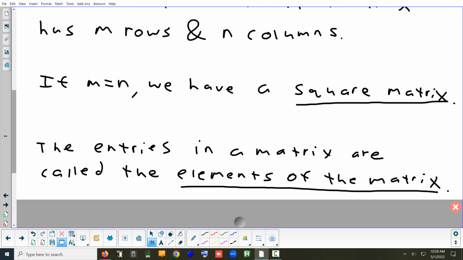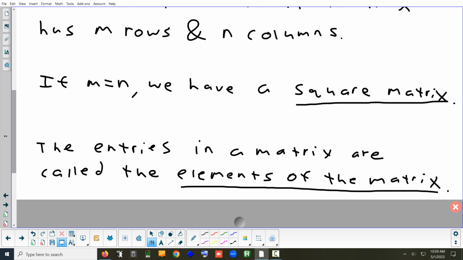Each thing that you put in a matrix is called an element. So an element is like a specific entry in the matrix. And you may want to reference a certain element. I might ask you, like, what's the element in row 3, column 4? You'd tell me the value that's in row 3, column 4.